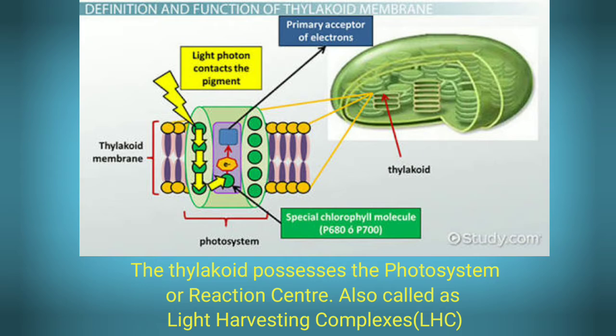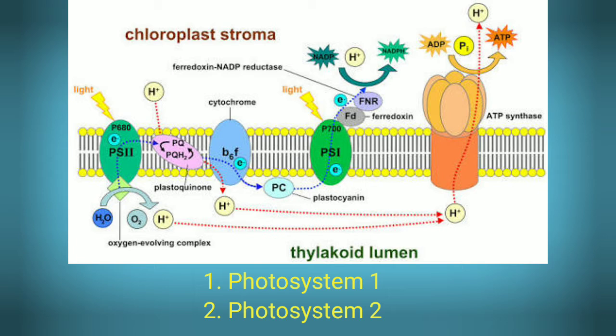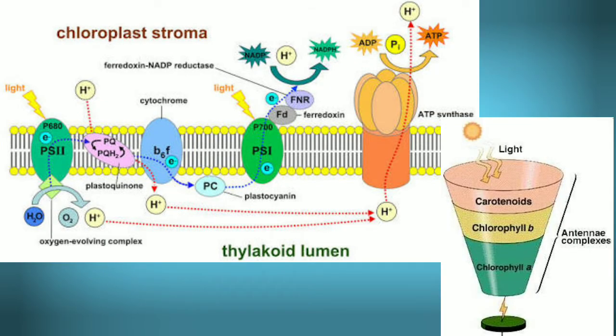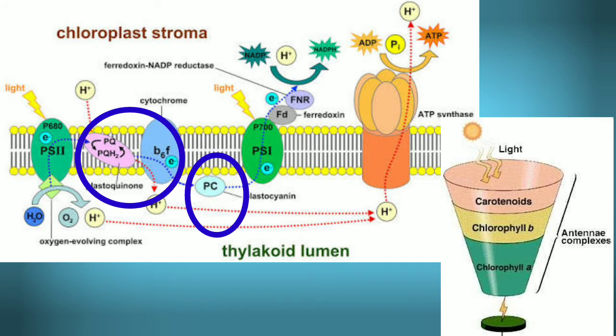And these pigment systems, or the photosystems, are divided into two: photosystem 1 and photosystem 2. Each photosystem has a protein-pigment complex. That means, as I have said, that the thylakoids are equipped with chlorophyll A, chlorophyll B, and carotenoids, along with protein molecules. Together, this is called the pigment-protein complex.